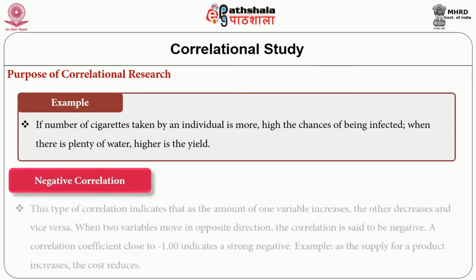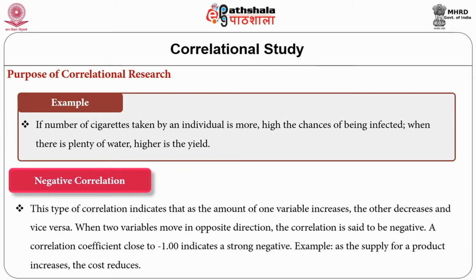Next, the negative correlation. This type of correlation indicates that as the amount of one variable increases, the other variable decreases and vice versa. When two variables move in opposite directions, the correlation is said to be negative. A correlation coefficient close to -1 indicates it is strongly negative. Example, as the supply of a product increases, the cost reduces.